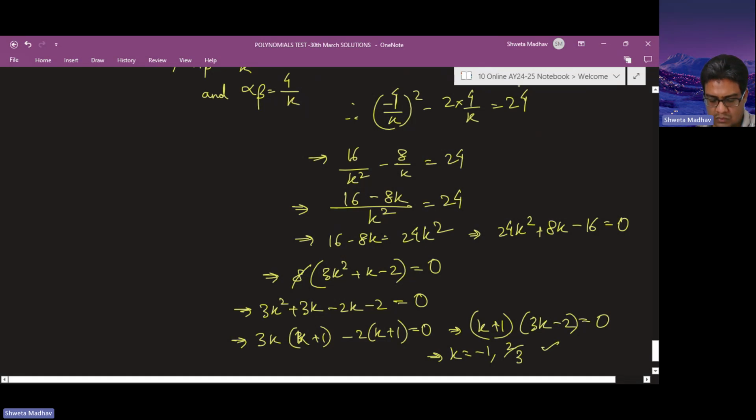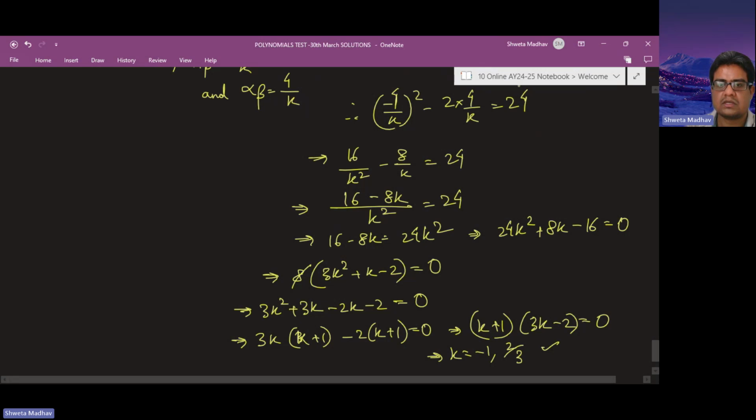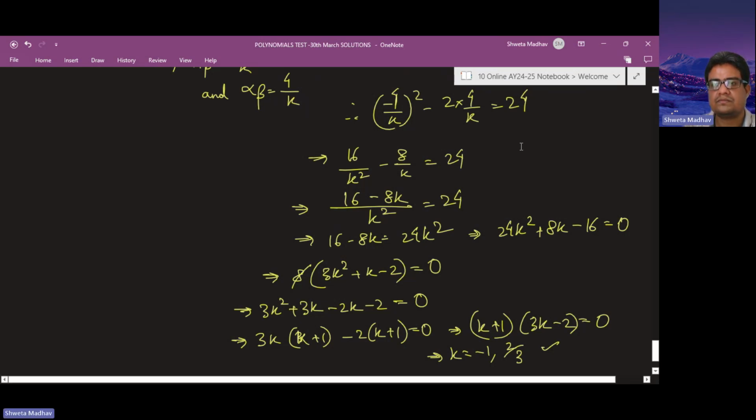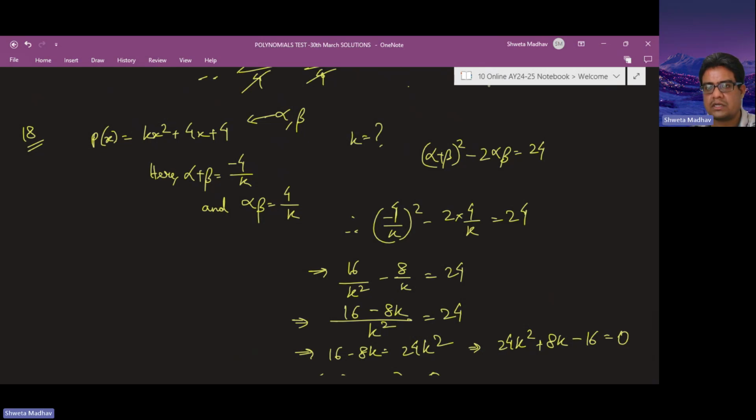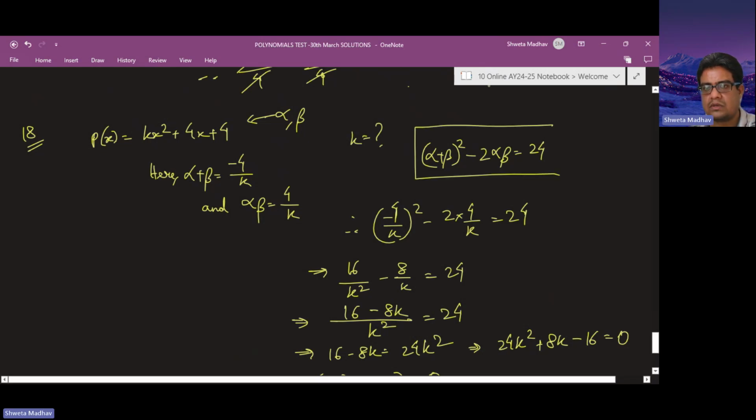So these are the two values of k such that the given condition will be satisfied. This given condition will be satisfied only for these two values of k, which are minus 1 and 2 by 3. So these are the answers.